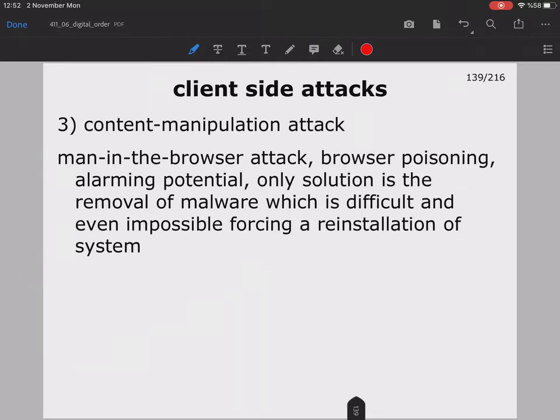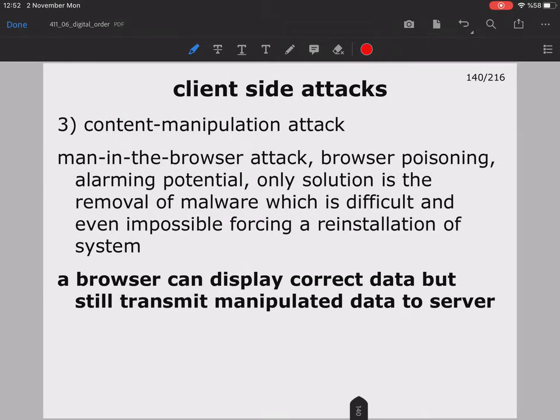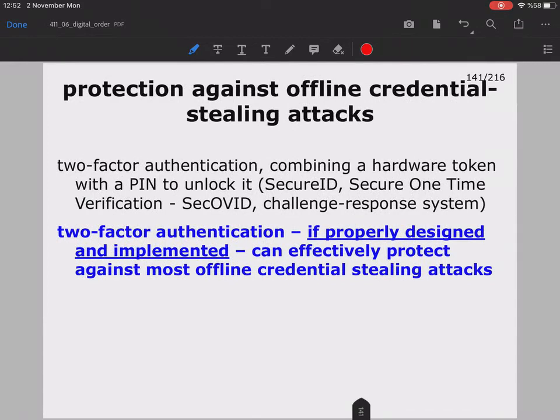Usually, when you get infected, the most reliable way is having a system set up from scratch, rather than trying to remove the malware, because you can never be sure that you are 100% clean even if you remove it. So that's why reinstallation is much more reliable. And we should keep in mind that a browser can display correct data but can still transmit manipulated data to the server in the backside.